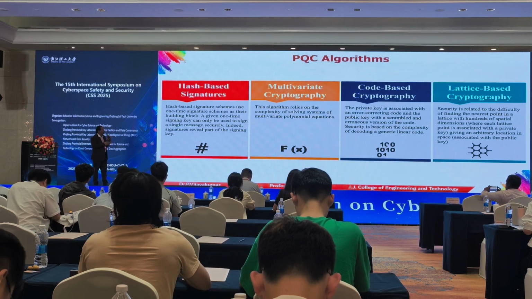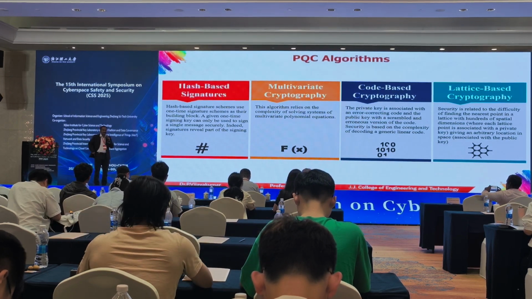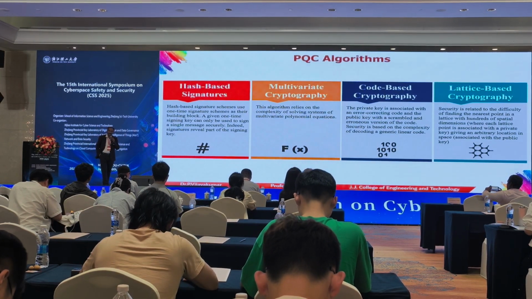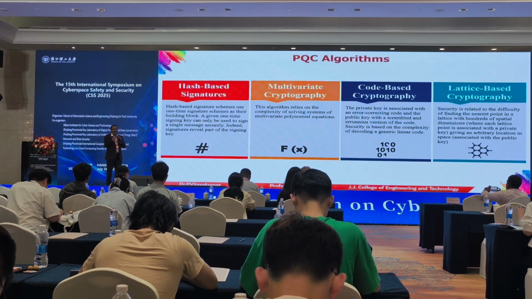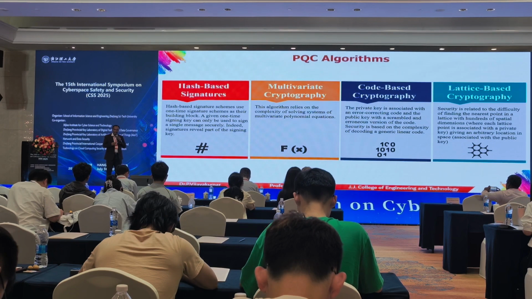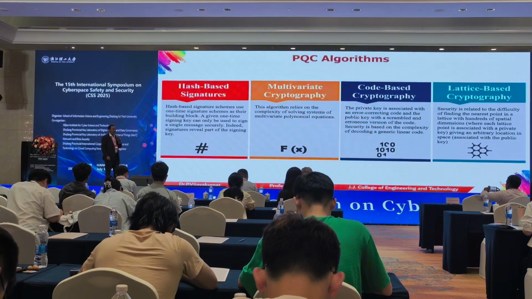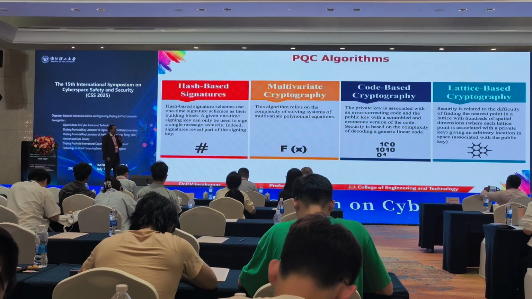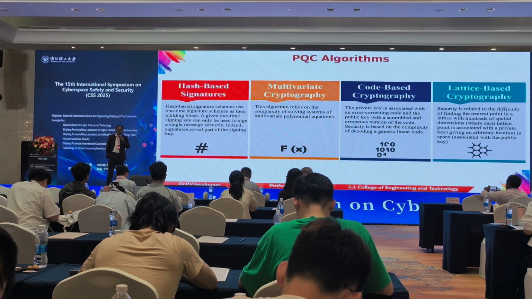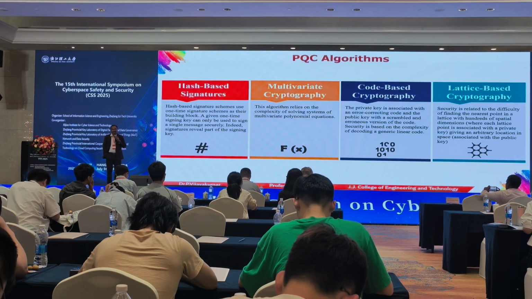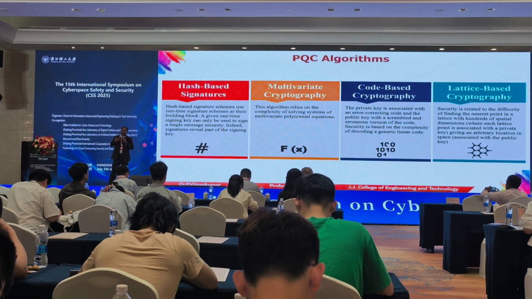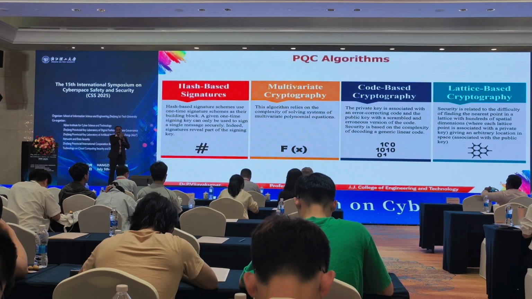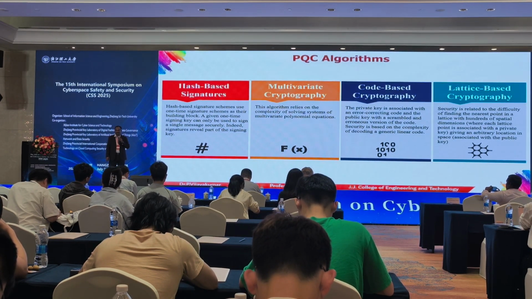First one is hash-based signatures. This algorithm is used for generating the hash function, and it is used for performing a digital signature that can support authentication. And second one is multivariate cryptography. This is also based on PQC, and it is used for solving multivariate polynomial equations. And third category is code-based cryptography.